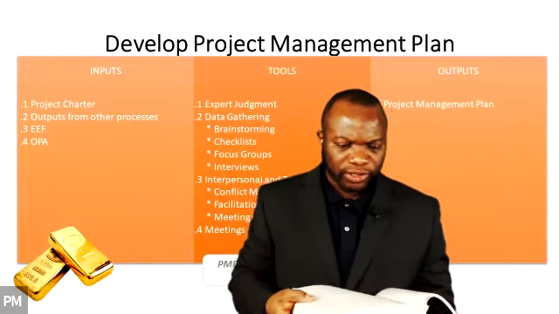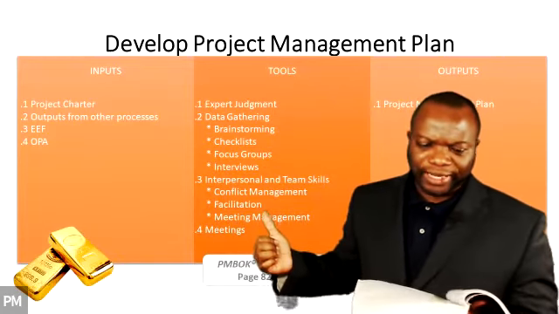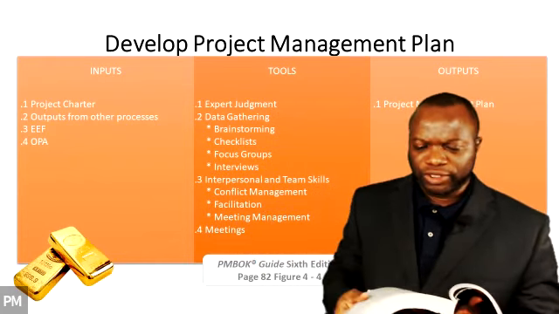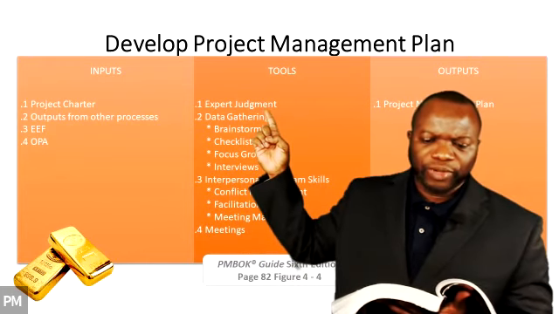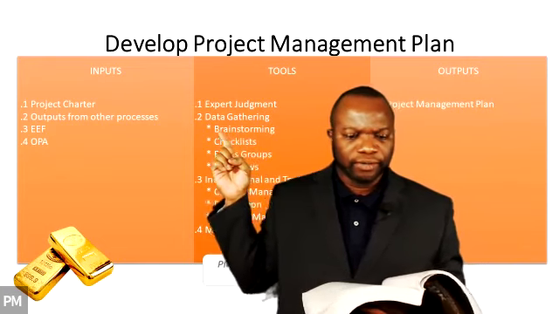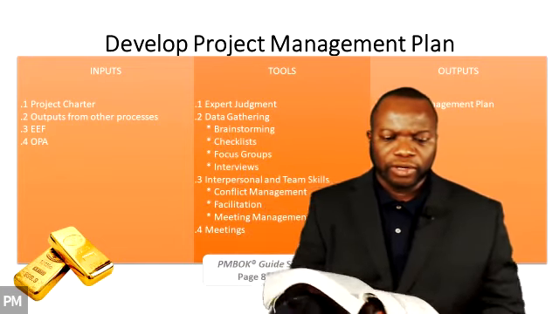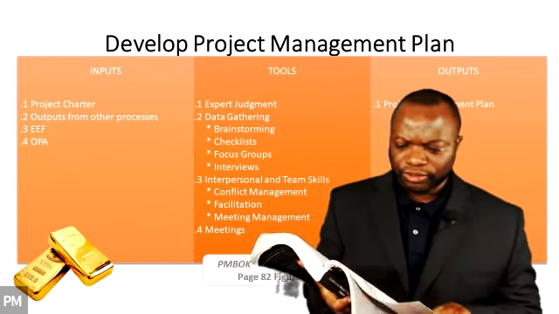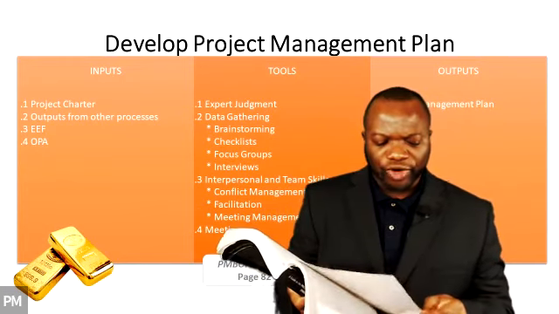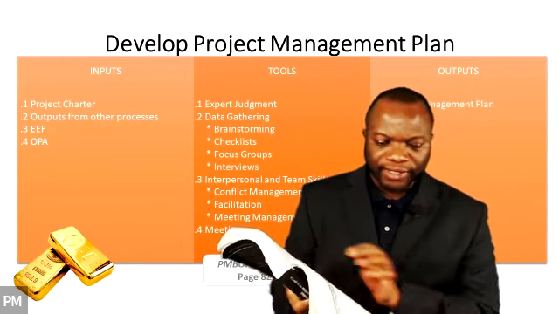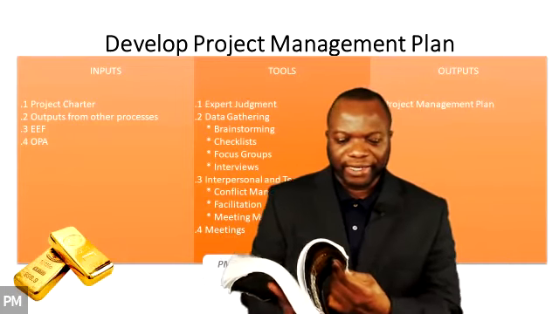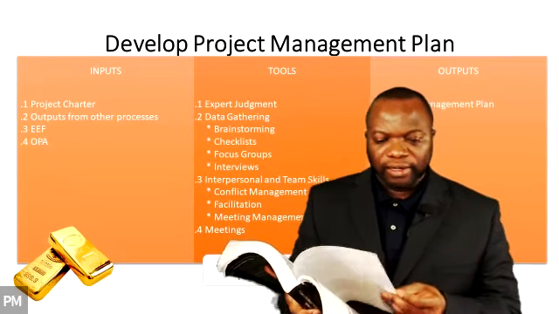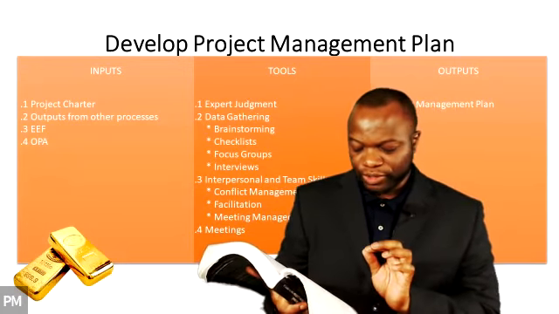That's pretty straightforward. But now going into the tools and techniques, we see something similar to what was in Develop Project Charter. So we've got expert judgment, we understand that. Data gathering, right? Data gathering, brainstorming. The one that we didn't have before, I believe, was checklists. So if you just read a little bit in this section, you see what they mean by checklist. It's really a checklist of what should be in the project management plan. See, we got to make these things as simple as possible. You see this on page 85.